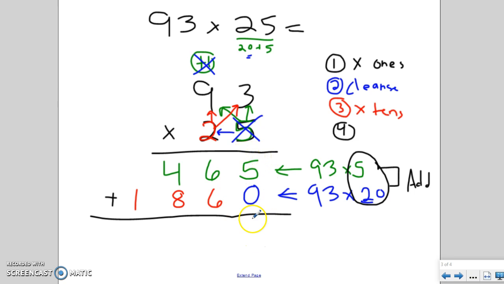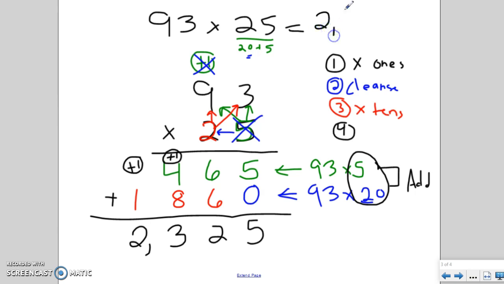So here 5 plus 0 is 5. 6 plus 6 is 12. So I'm going to put the 2 down, and I'm going to carry the 1 here to my next column, my hundreds column. 1 plus 4 is 5. 5 plus 8 more is 13. And we're going to carry the 1 next door. Don't want it to get lost. That's why I circle it. And 1 plus 1 is 2. Now I'm going to throw my comma in since it's my final answer.